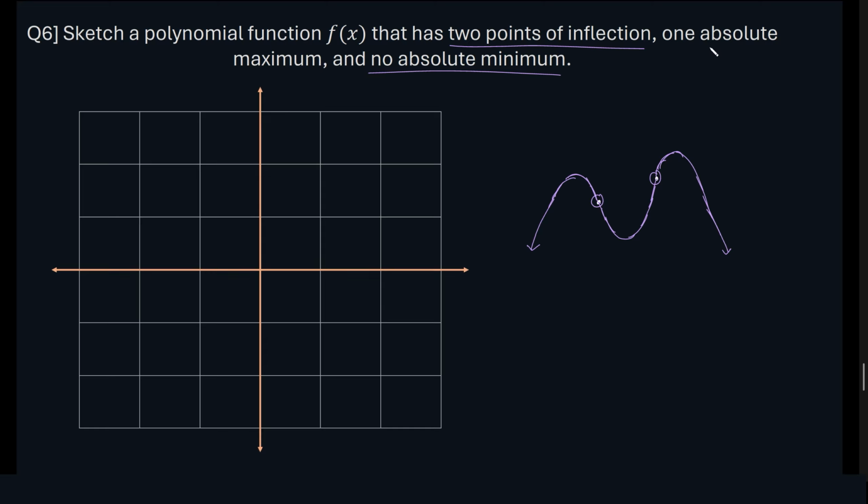Our next requirement is one absolute maximum, which we have already got here. Alright, so let's try to replicate this shape on our graph. Okay, so that's how this polynomial function looks.